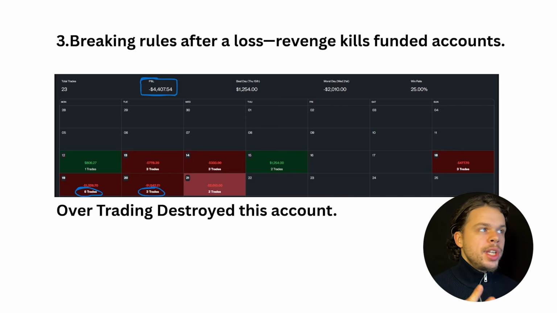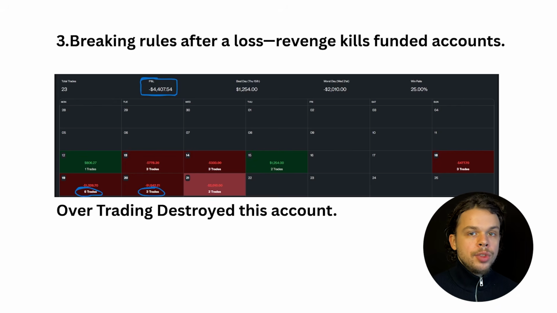And number three is breaking rules after a loss, which is revenge trading. So if you hit a loss and you hit your overall personal daily drawdown level for the day, then you should walk away from the market and not continue to overtrade just to destroy the account. As you can see, we have a real dashboard here from GFT from an account which I failed a long time ago, and it was due to the fact I was overtrading.